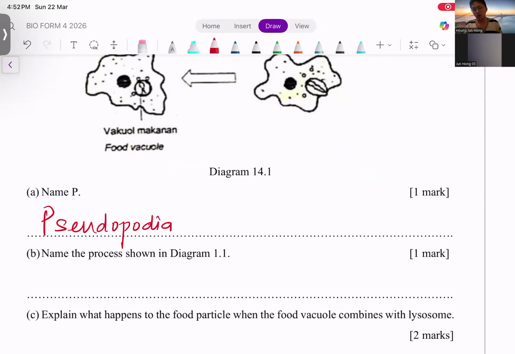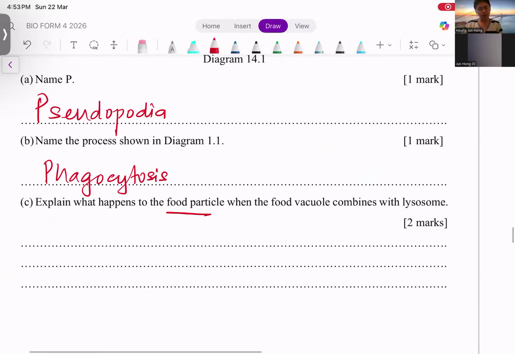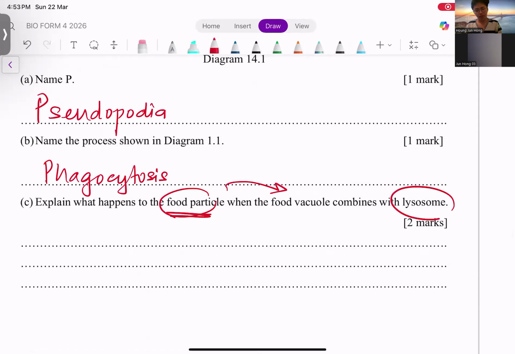And what is this process? When you extend your hand to enclose someone, when you extend your pseudopodia to engulf a bacteria, okay, a food or whatever, this is called phagocytosis. And again, if you remember what happened, you have a food particle in the food vacuole. Then you have a lysosome. These two things will eventually merge together, right?